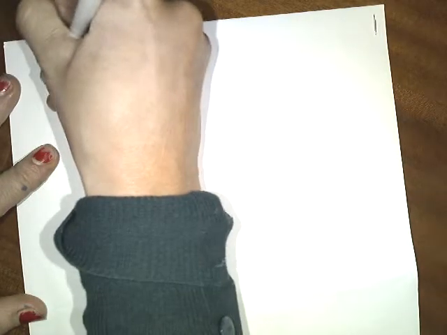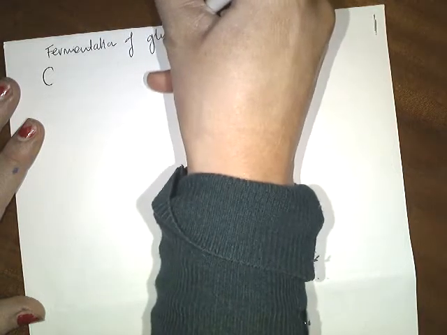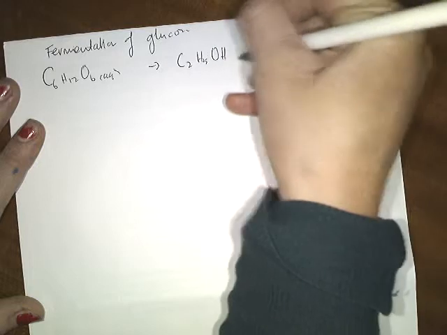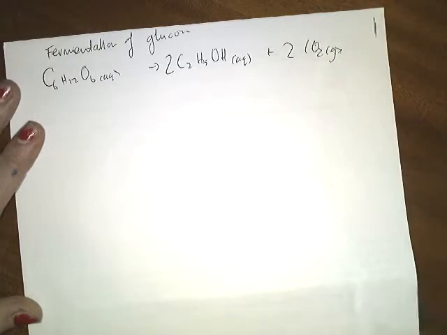Okay, so for the next one, we are going to actually do one that is close to us, and that is the production of ethanol from the fermentation of glucose under anaerobic respiration. So C6H12O6 produces C2H5OH, 2 of those, and 2 CO2. This is one that you have to know.